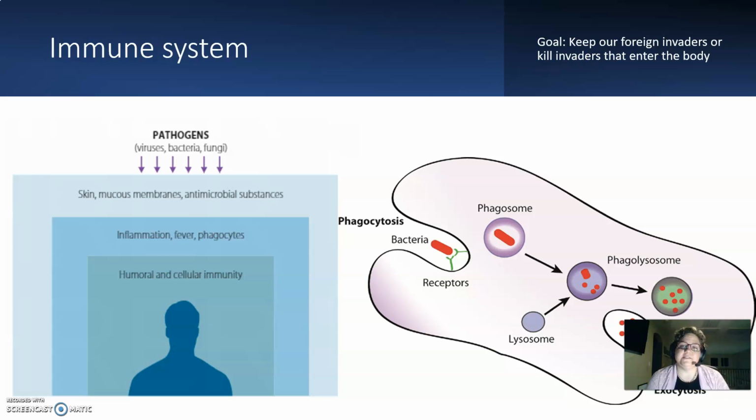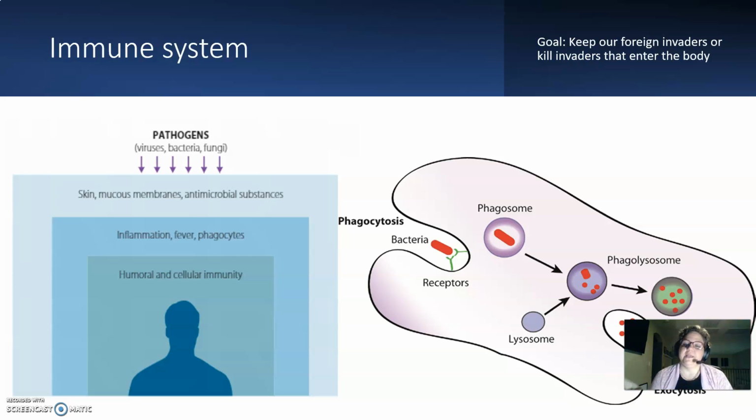Our first line of defense against any pathogens is our skin, mucous membranes, and antimicrobial substances. As we all know, pathogens get past that first line of defense. We have a second and even a third line of defense. Our second line of defense is inflammation, fever, and phagocytes. That's our sweet spot for today. We're going to be talking about the second line of defense.